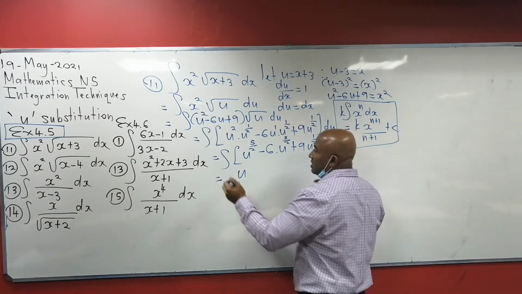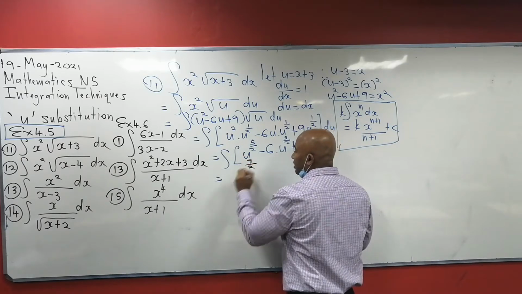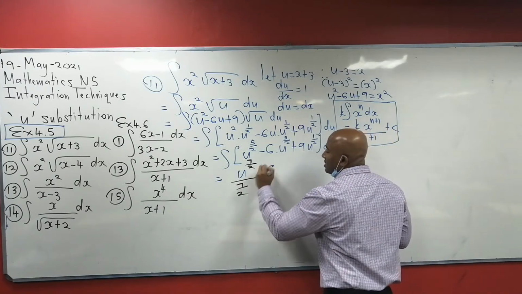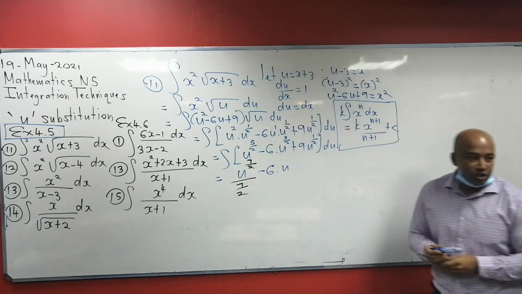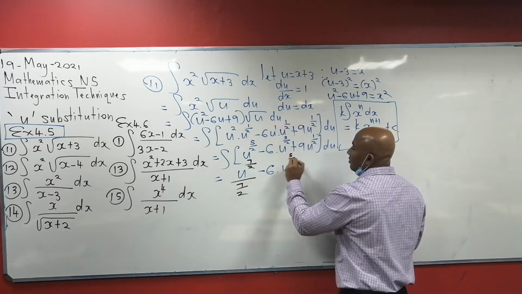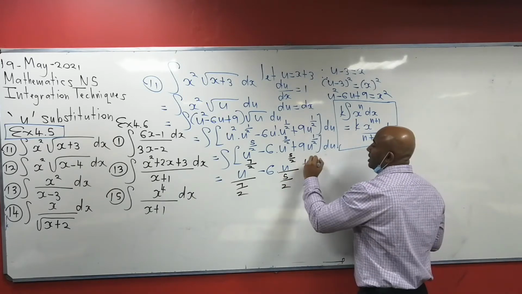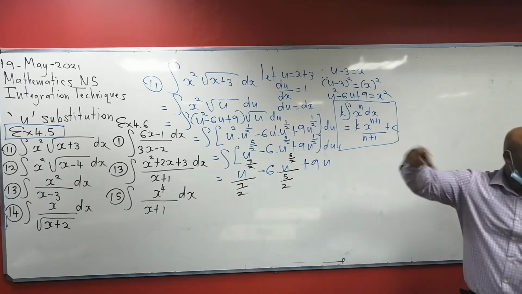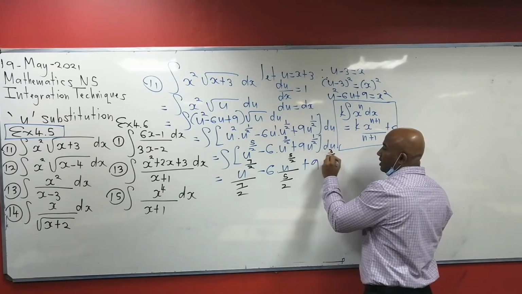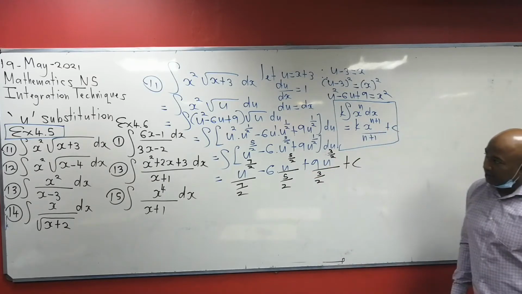So 5 over 2 plus 1. 5 over 2 plus 2 over 2 will be 7 over 2. And that's 7 over 2 there. And I got minus 6u. 3 over 2 plus 1. So 3 over 2 plus 2 over 2 is 5 over 2, all divided by 5 over 2. Here I got plus 9u, and then half plus 1. 1 over 2 plus 2 over 2 will be 3 over 2, all divided by 3 over 2, plus c.